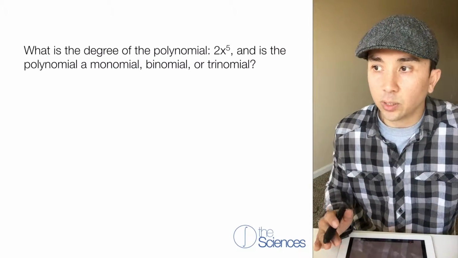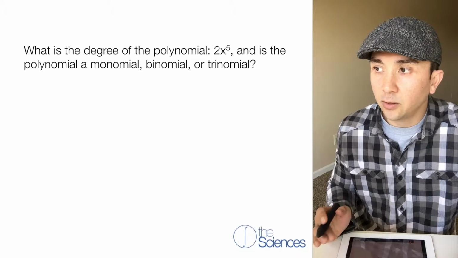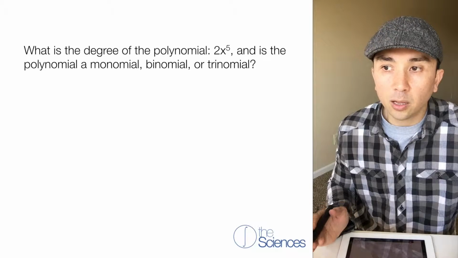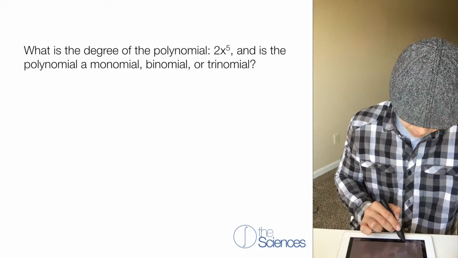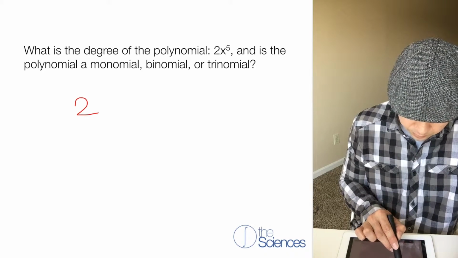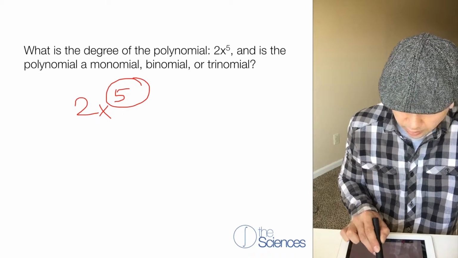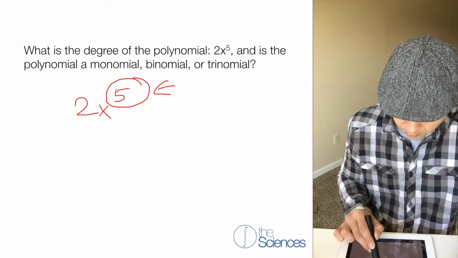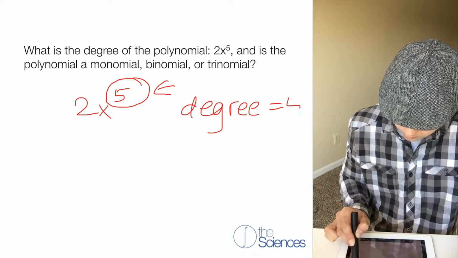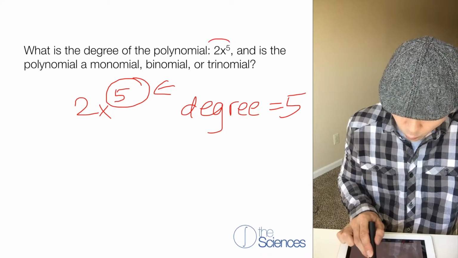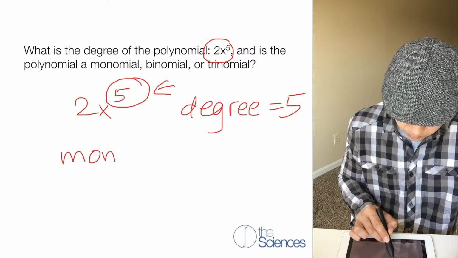So let's do an example. What is the degree of the polynomial 2x raised to the fifth? And is the polynomial a monomial, binomial, or trinomial? Well, here in 2x to the fifth, our degree is just the exponent 5. And because it is just one term, that means it is a monomial.